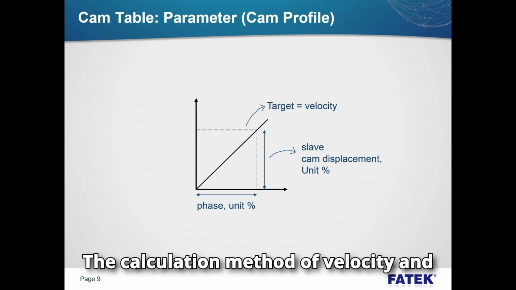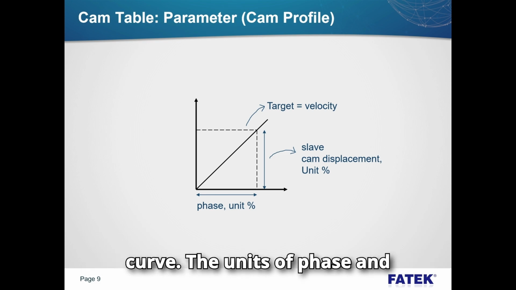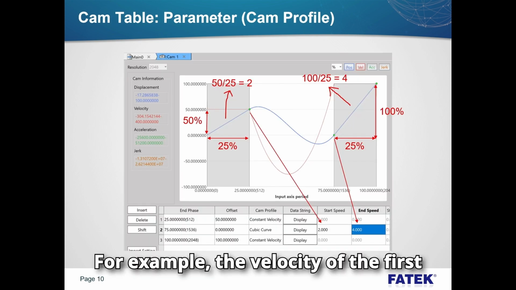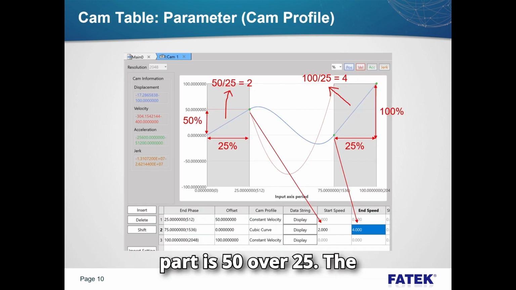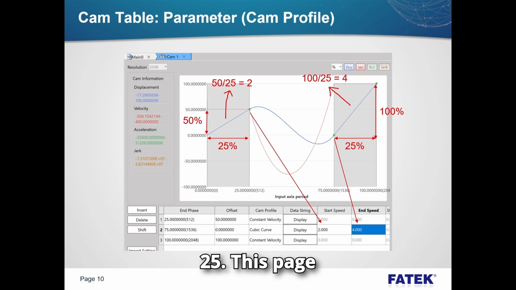The calculation method of velocity and acceleration in cubic curve and quintic curve. The units of phase and displacement are %. For example, the velocity of the first part is 50/25. The velocity of the last part is 100/25.